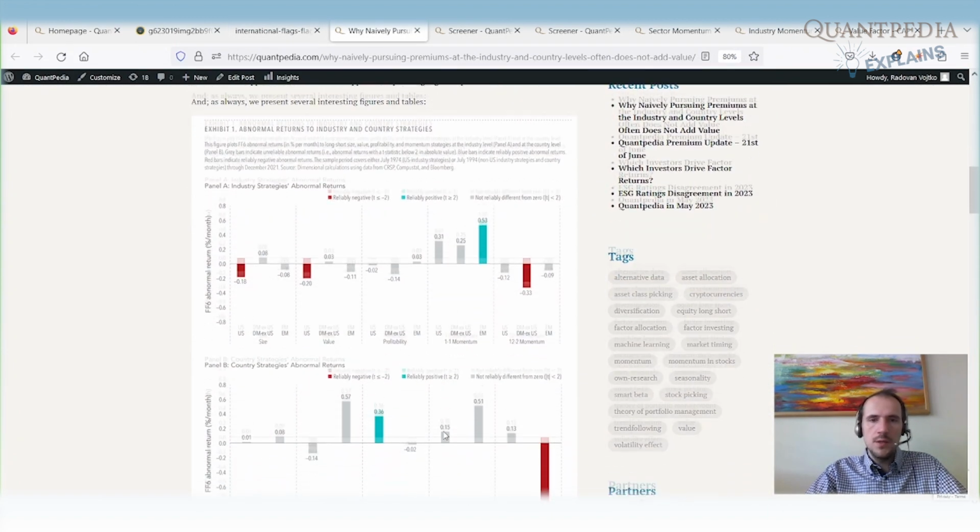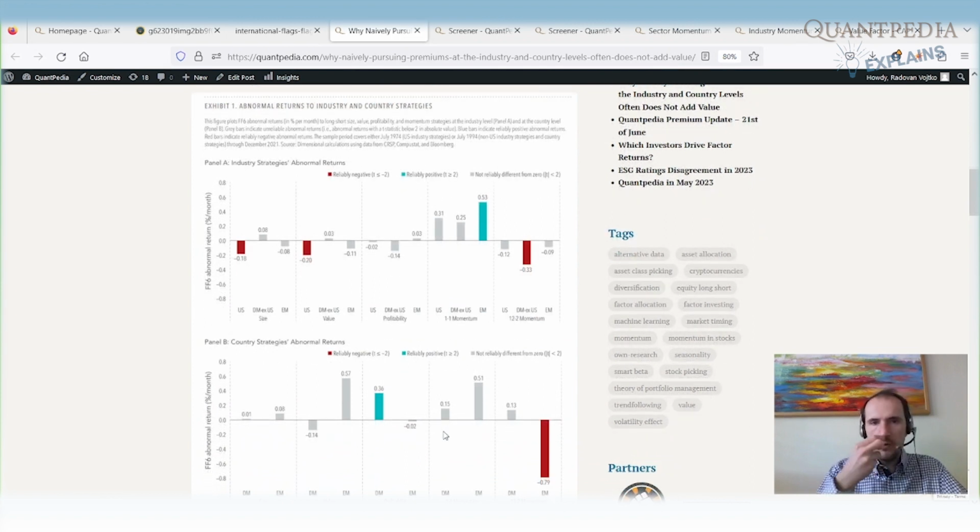What is the paper showing us? The really reliably positive idea for selecting countries is short-term momentum, and a reliably strong predictor for country strategies is long-term momentum, but with a negative sign, so it means it's a reversal strategy. We have some variations of those strategies in our screener, and I will show it to you in a few seconds.